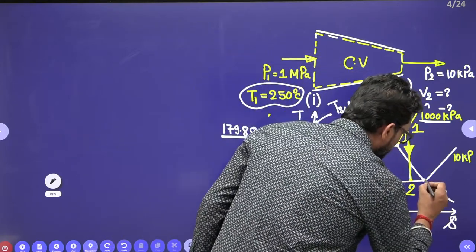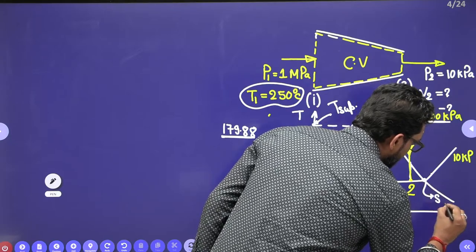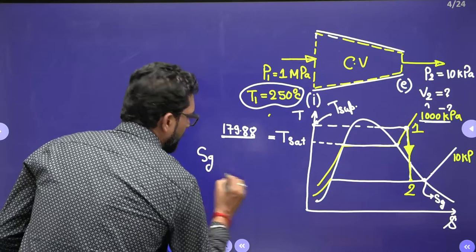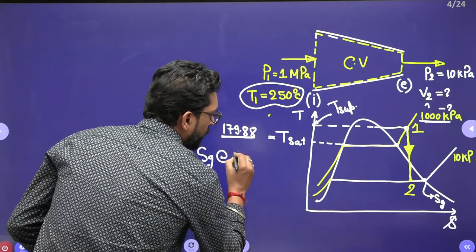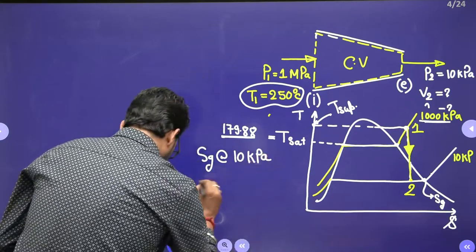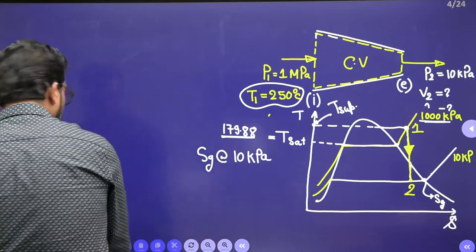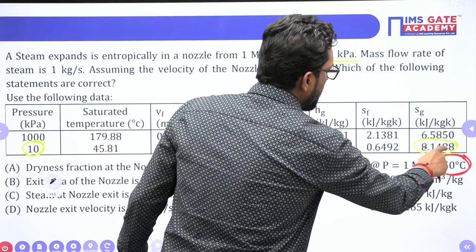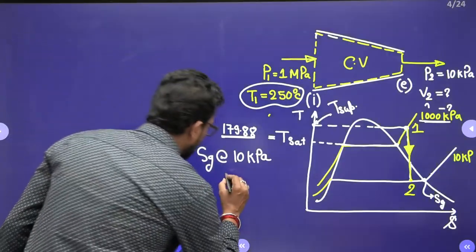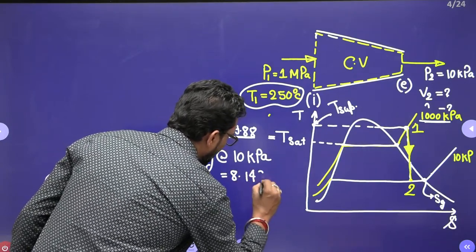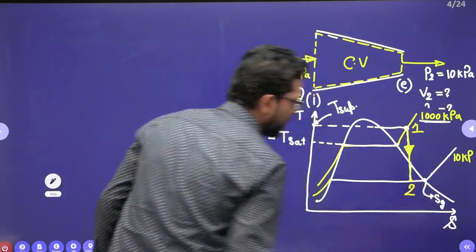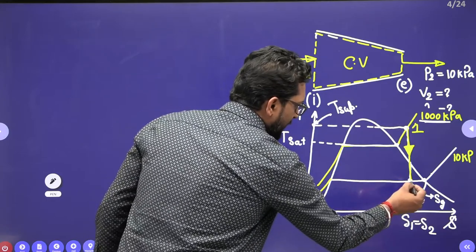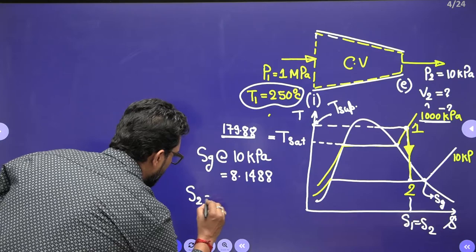So how can you decide the 2 point is inside the dome? That means, what is the value of this S? This is your S of G at a pressure of 10 kilopascal. See the beauty. S G at a pressure of 10 kilopascal, how much is it given? It is given, beta. S G at 10 kilopascal is 8.1488, right, this is SG, that means this point. And S1 is equal to S2, so what is the S2? Indirectly S1, so S2 is equal to S1.